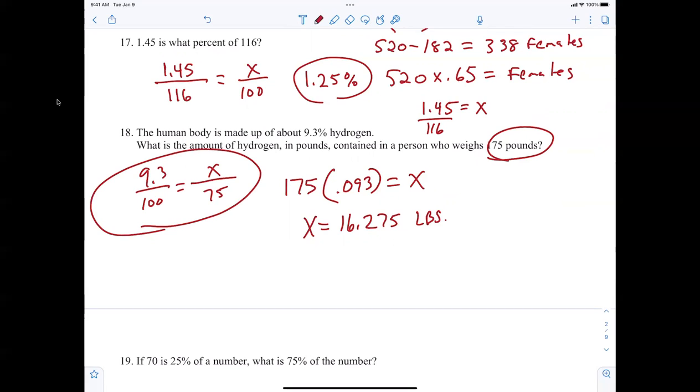All right, Oliver. Thank you for being patient. Tell me. X over 175. Yeah, 175. I'm sorry. So you would do X equals 0.093 times 175. That's what we did.